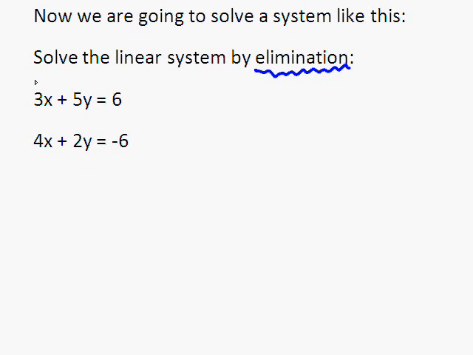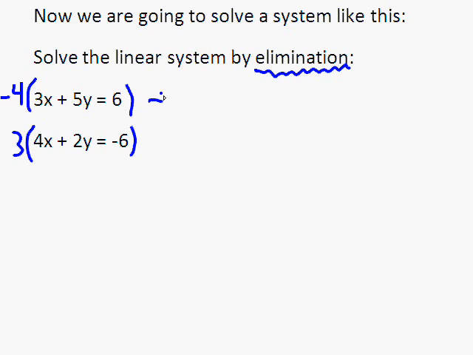So what I'm going to do is multiply both of my equations by something so that when I add my two equations together, the x's will cancel out. So I've got a 3x and a 4x. If I multiply the top by negative 4 and the bottom by positive 3, that'll give me negative 12x on top and a positive 12x on bottom. The x's will then cancel.